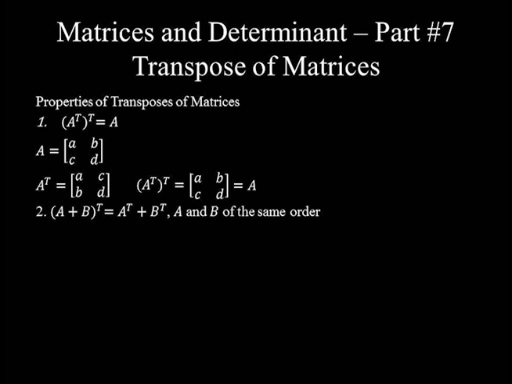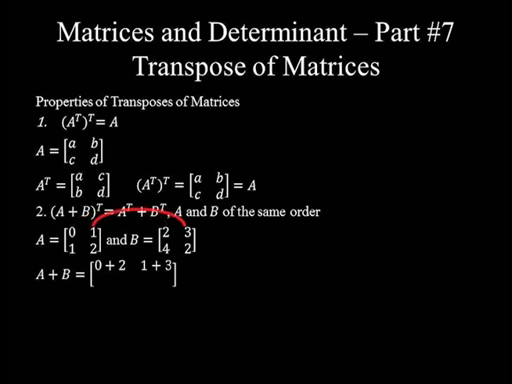Again, let's check this property by using these two matrices, each with an order of 2 by 2. That's matrix A equal to [0, 1; 1, 2], and matrix B equal to [2, 3; 4, 2]. Then A plus B equals [0 plus 2, 1 plus 3; 1 plus 4, 2 plus 2], which is equal to [2, 4; 5, 4]. Then (A plus B) transpose equals: row 1 becomes column 1, that's 2, 4, and row 2 becomes column 2, that's 5, 4.